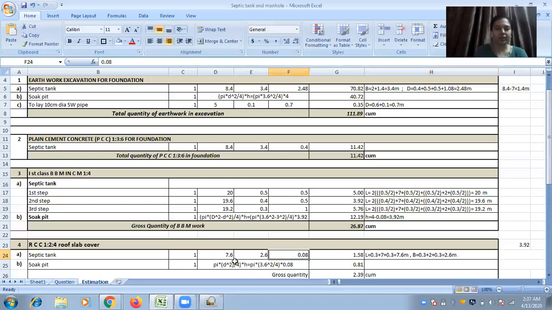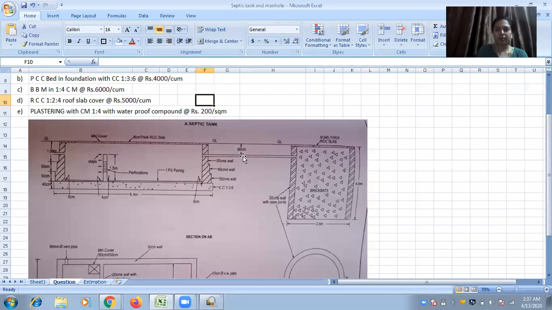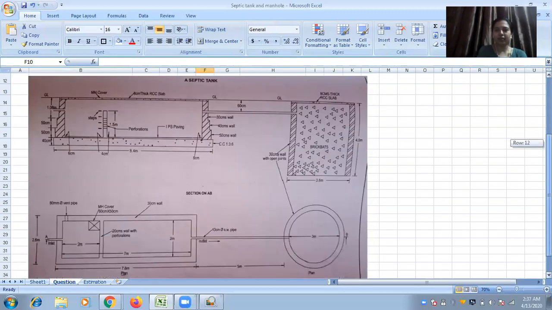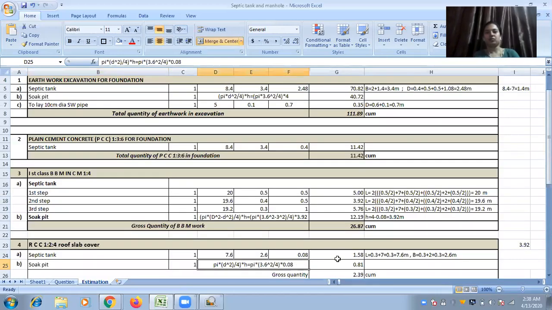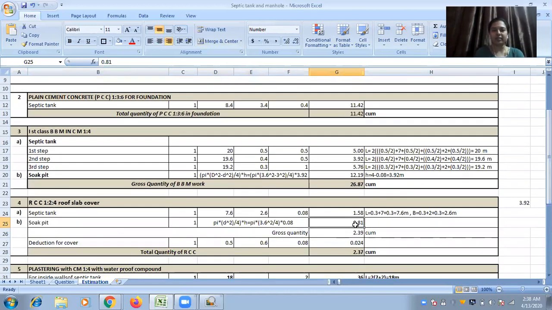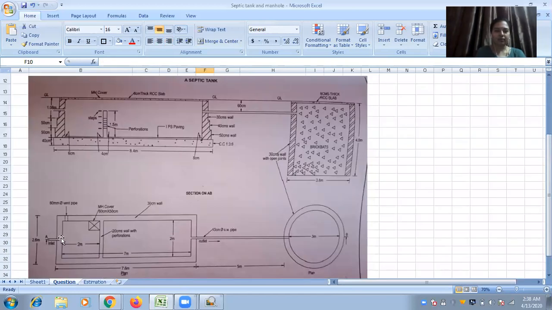And depth is 0.08. For the soak pit, the slab is covered till 3.6 meters. That means the diameter of that soak pit cover is 3.6. So area of this will be pi into 3.6 square by 4 and thickness is 0.08. That comes to 0.81. So altogether, quantity of roof slab cover is 2.39 cubic meter.